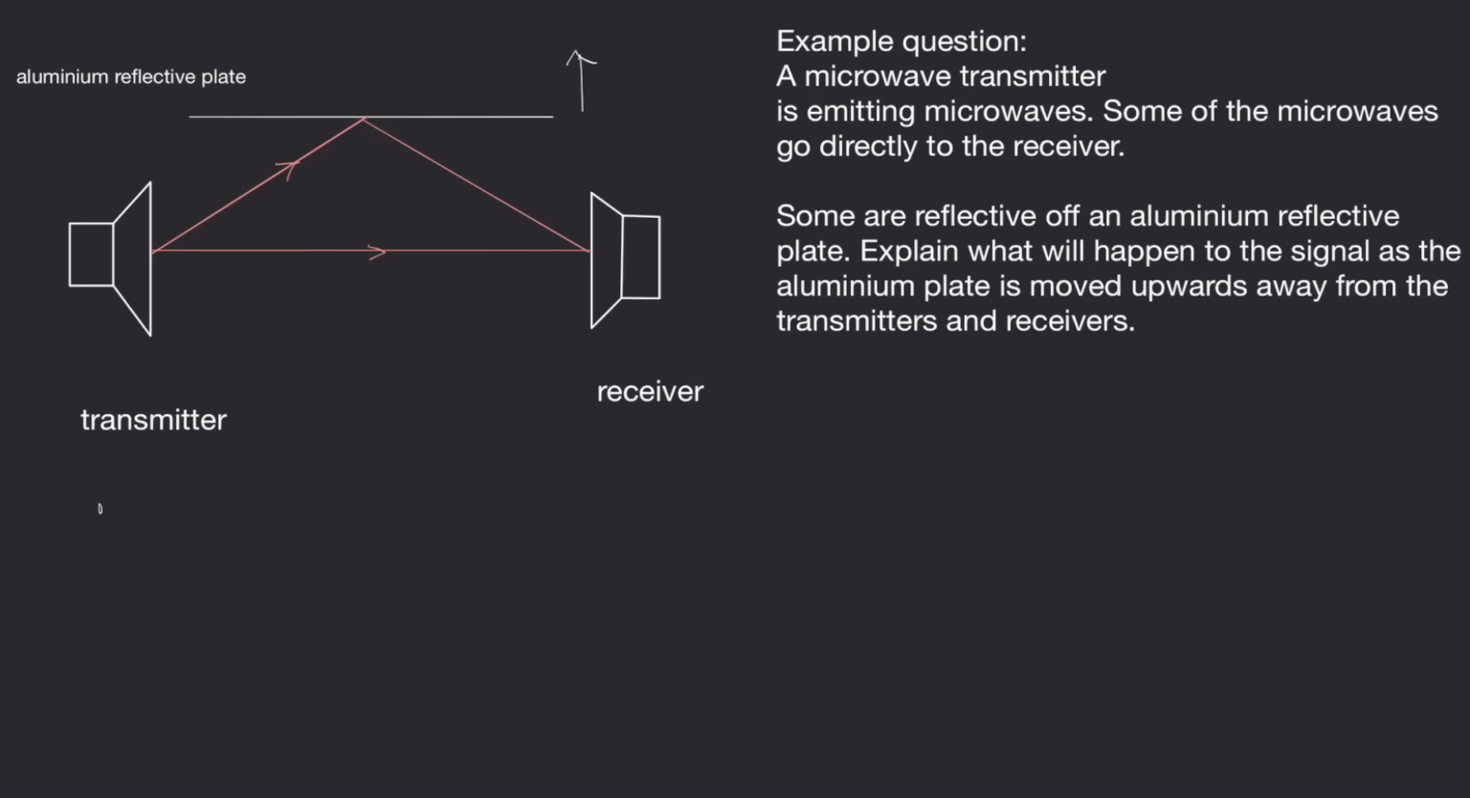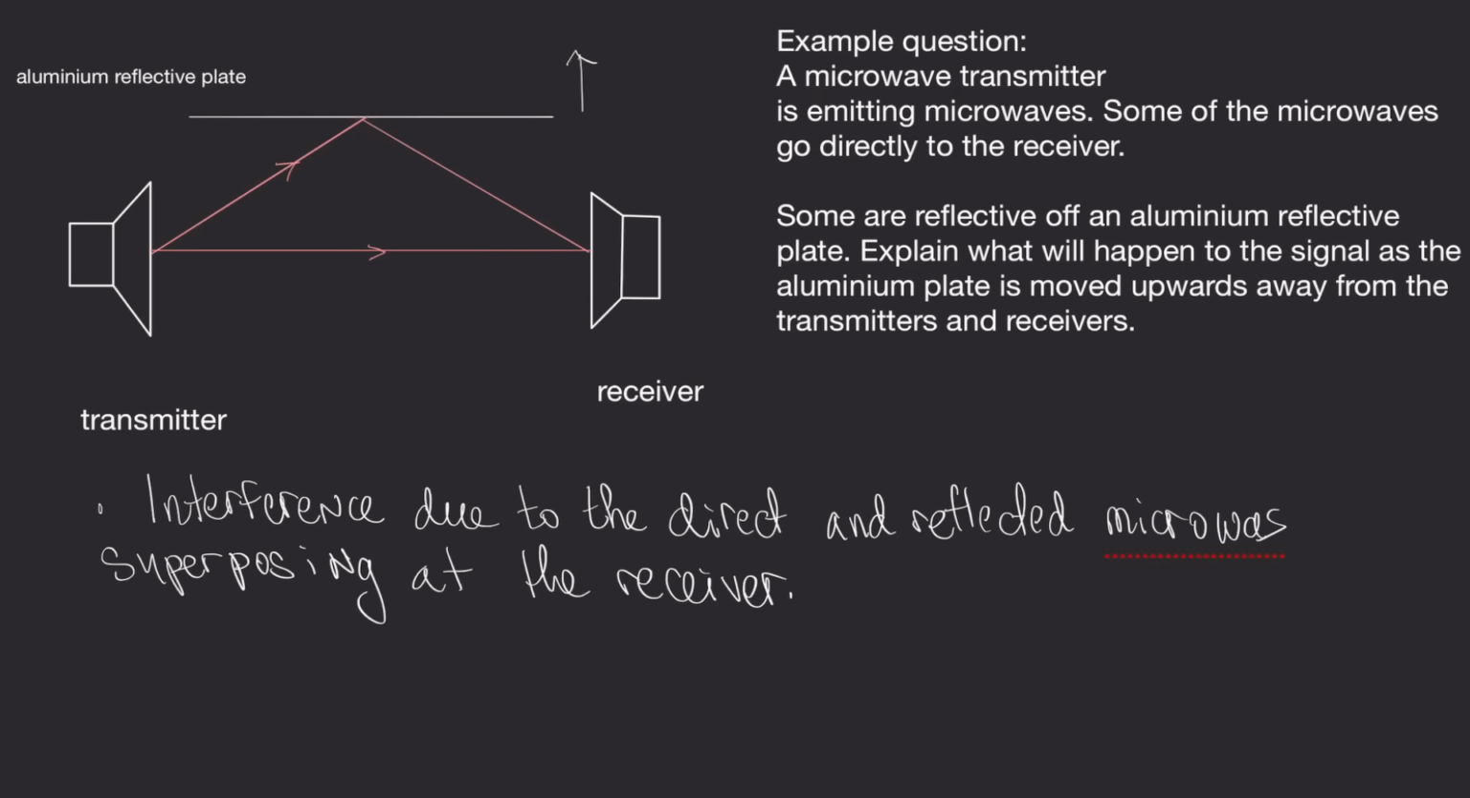The first thing to note is that there will be interference because the reflected and the direct microwaves will end up superposing. Then a really useful tip would be to comment on the two PDs: path difference and also potential difference. Sometimes in these questions we may even need to do a calculation for the path difference, but in this case we just need to explain it.